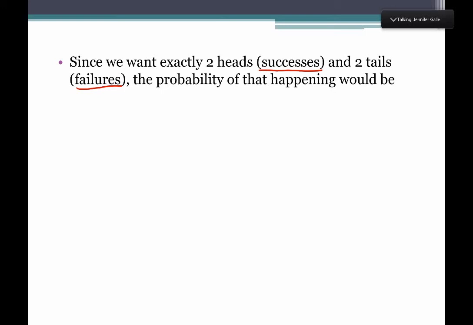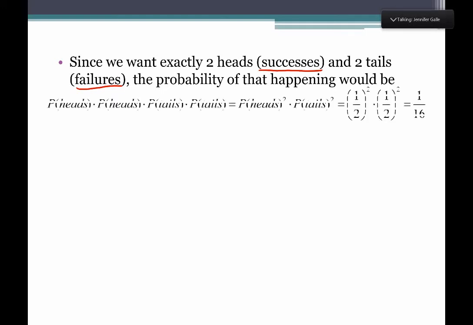So we want exactly 2 heads and 2 tails. So here's what a lot of you tried to do in chapter 4. Can't I just multiply that together? Can't it just be a half times a half times a half times a half? Doesn't that give me what I need?